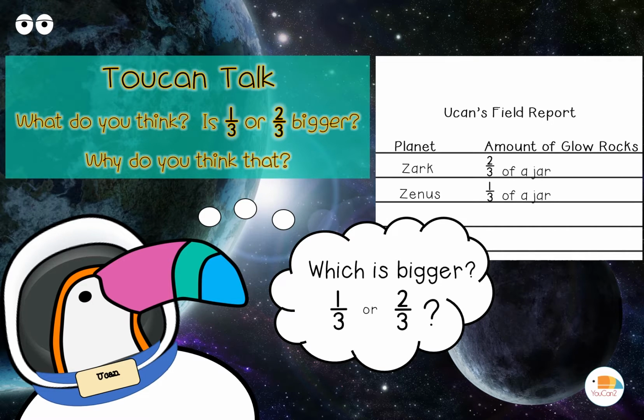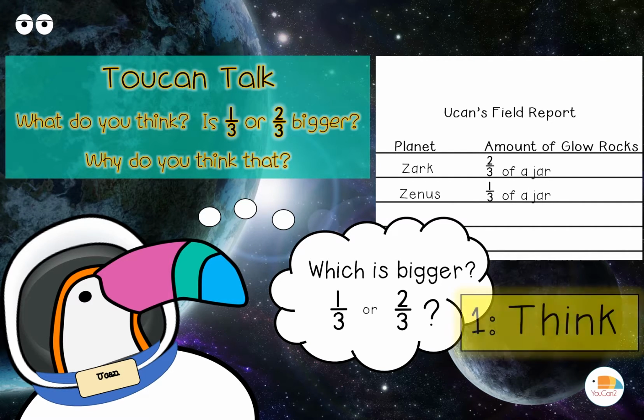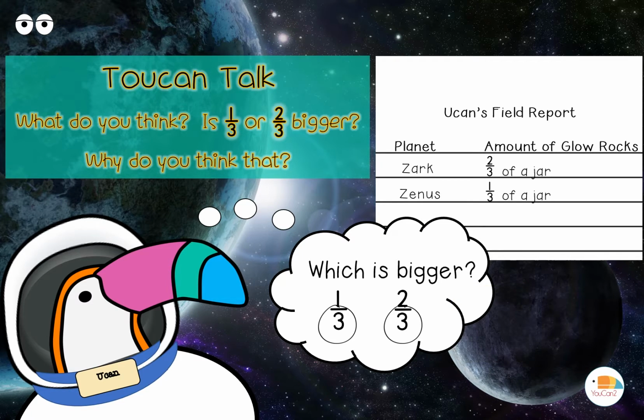It's time for a Toucan talk. So pause the video and think. And also, pay attention to those denominators. They're the same. What does that mean? Think about it for 10 seconds before you discuss with a partner.